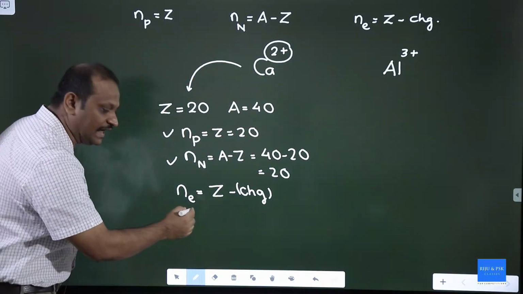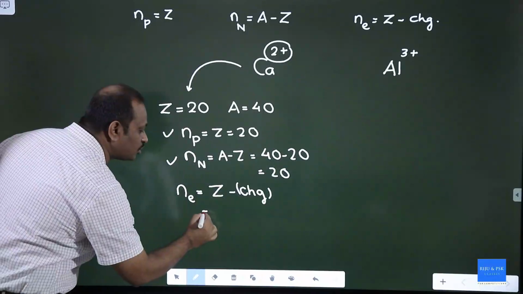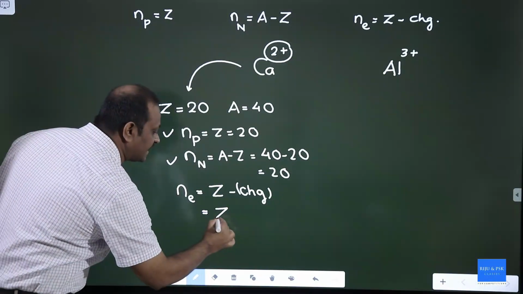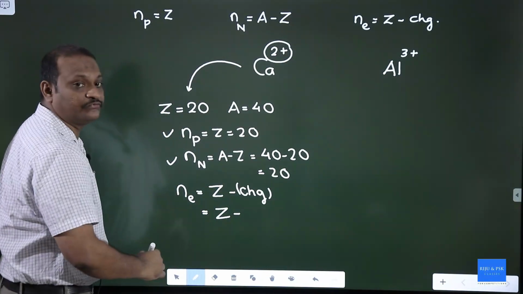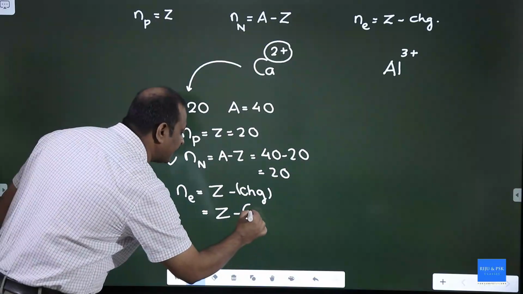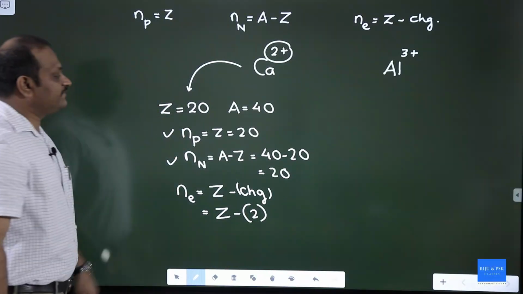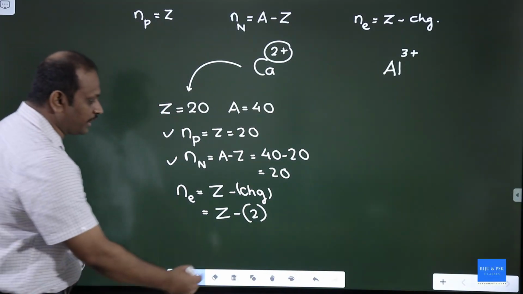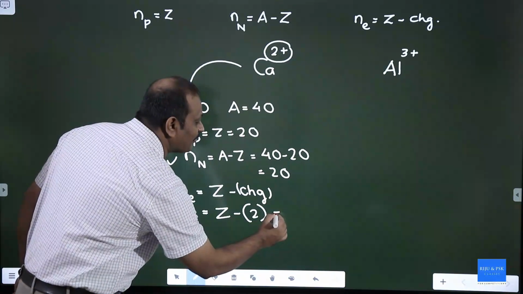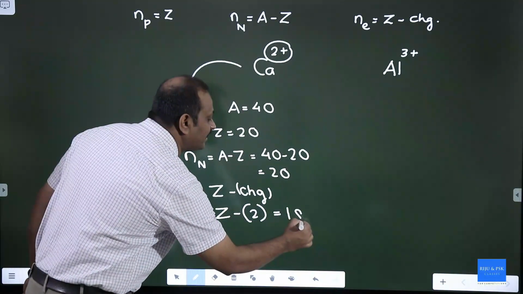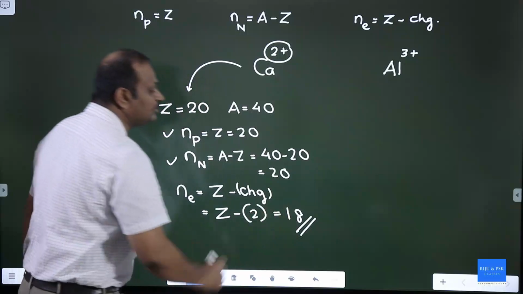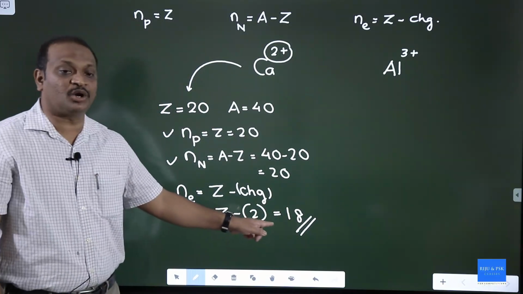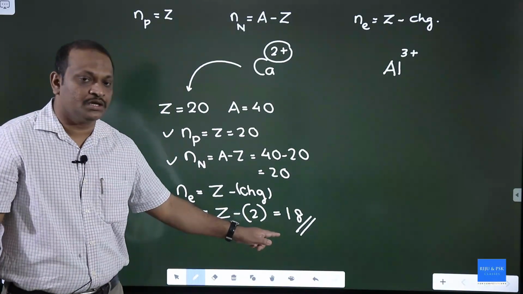So I can substitute the value here. Number of electrons is equal to Z minus (plus 2), meaning Z minus 2. What is the Z value? 20. So what can I do there? 20 minus 2 equals 18. So in this case, we got the number of electrons equals 18.